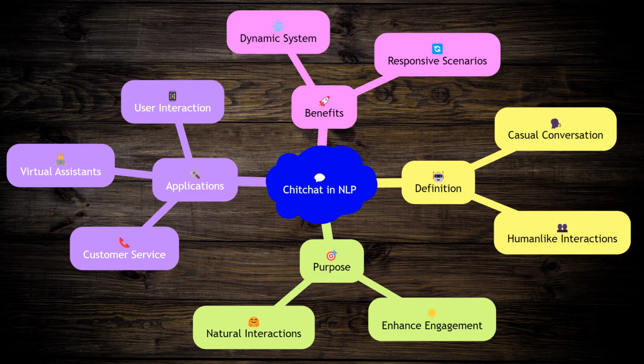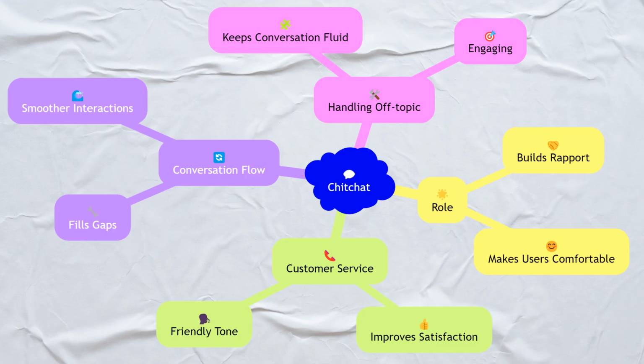conversational scenarios. Chit-chat plays a crucial role in making interactions more engaging and human-like. It helps in building rapport with users, making them feel more comfortable and valued. This is especially important in customer service, where a friendly and approachable tone can significantly improve user satisfaction. Additionally, chit-chat can fill gaps in conversation, making interactions smoother and more continuous. It also provides a way to handle off-topic questions or comments, ensuring that the conversation remains fluid and engaging.